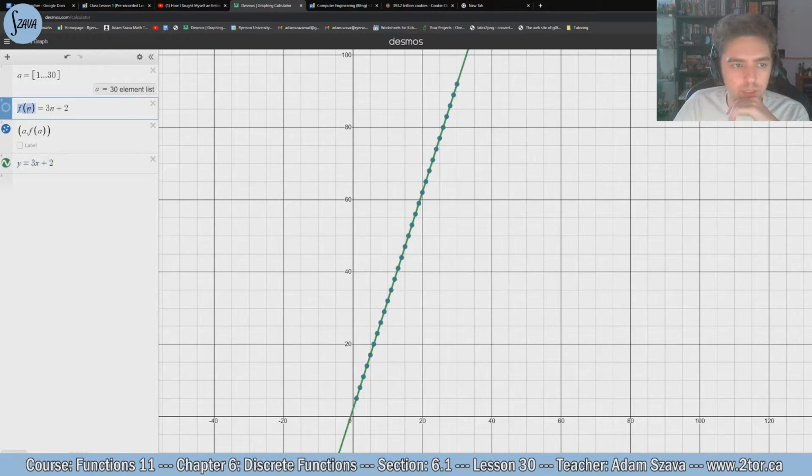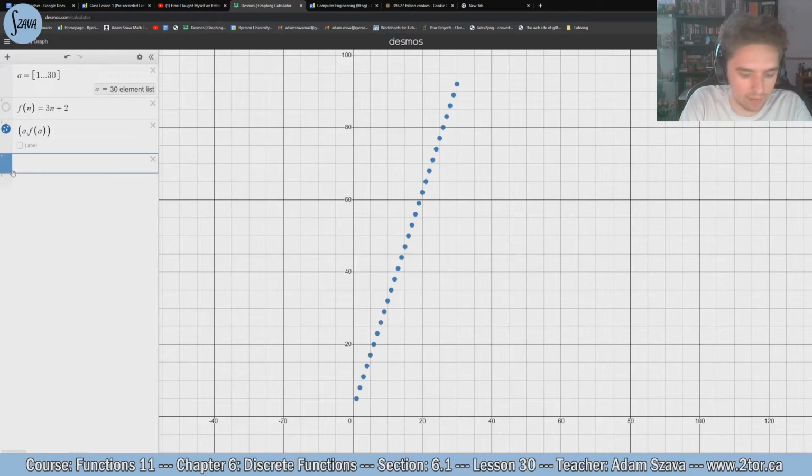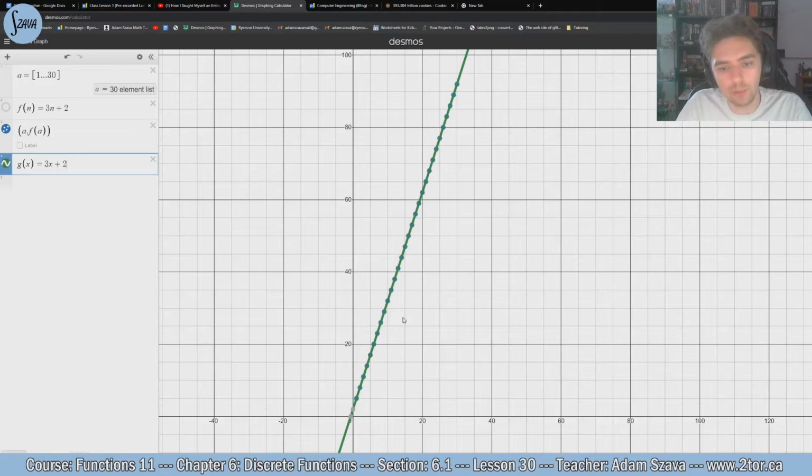Now you see our function was f of n equals 3n plus 2. So y equals 3x plus 2. Or you can think of it as a function f of x, or not, okay, I have to call it a different one. So g of x equals 3x plus 2. We'll go through all the points.